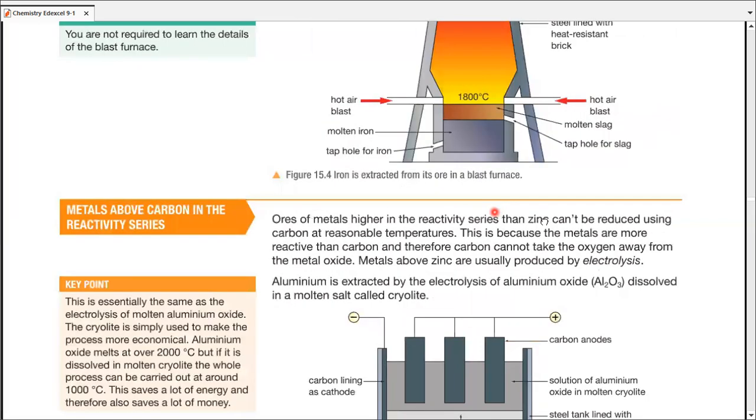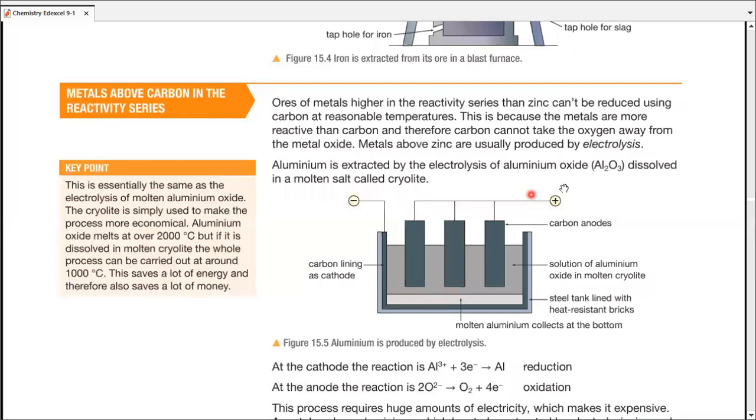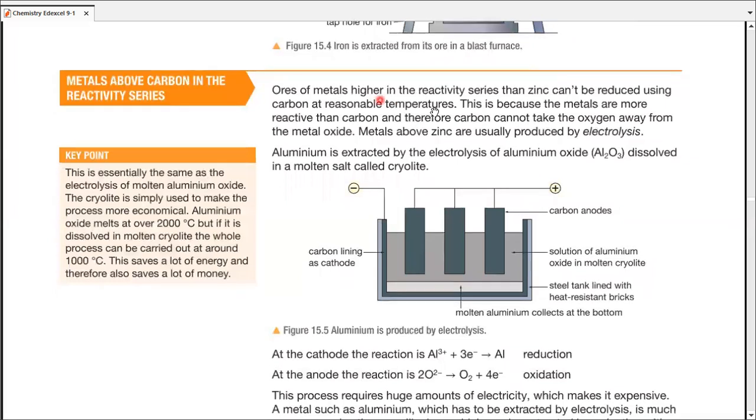So in order to answer that question, let's go to the next topic. This topic actually caters to metals above carbon in the reactivity series. Now, ores of metals higher in the reactivity series than zinc can't be reduced using carbon. Why? They're more reactive than carbon. Even at reasonable temperatures, you won't be able to do it. So, if metals are more reactive than carbon, carbon will not be able to take oxygen out of the metal oxide. So, metals above zinc are usually produced by electrolysis.